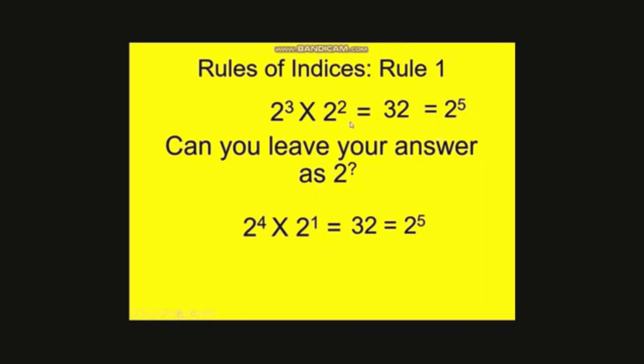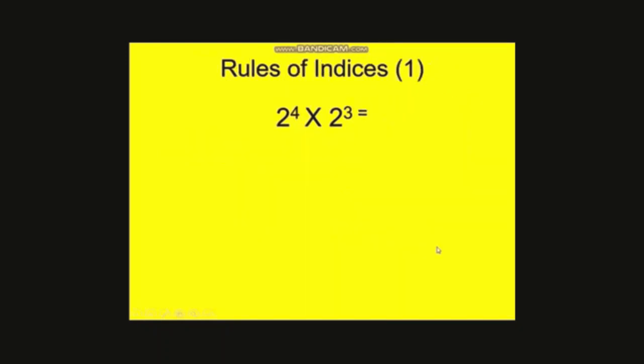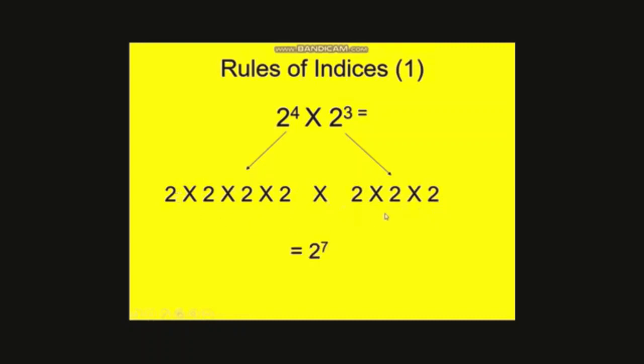So what I want to think about is, is there a connection between the 2 and the 3 and the 5 here, and the 4 and the 1 and the 5 here? So you've probably spotted it already. But on the next page, we're going to look at why that works. Why is it that 3 plus 2 gives me 5 and 4 plus 1 gives me 5? So on here we've got 2 to the 4, which means I've got 4 2's multiplied together. 2 cubed means I've got 3 2's multiplied together, and I'm multiplying those, which means altogether I've got 7 2's, which is 2 to the 7, and 4 plus 3 gives me 7.